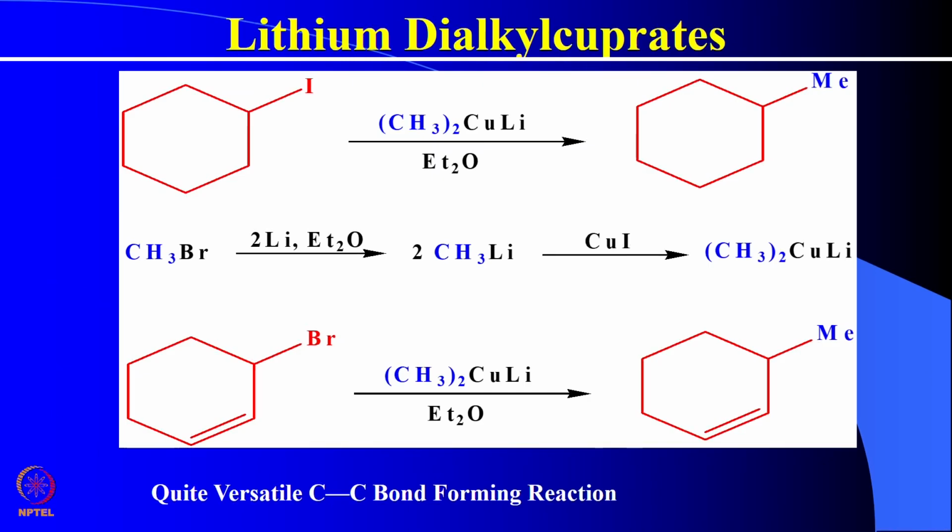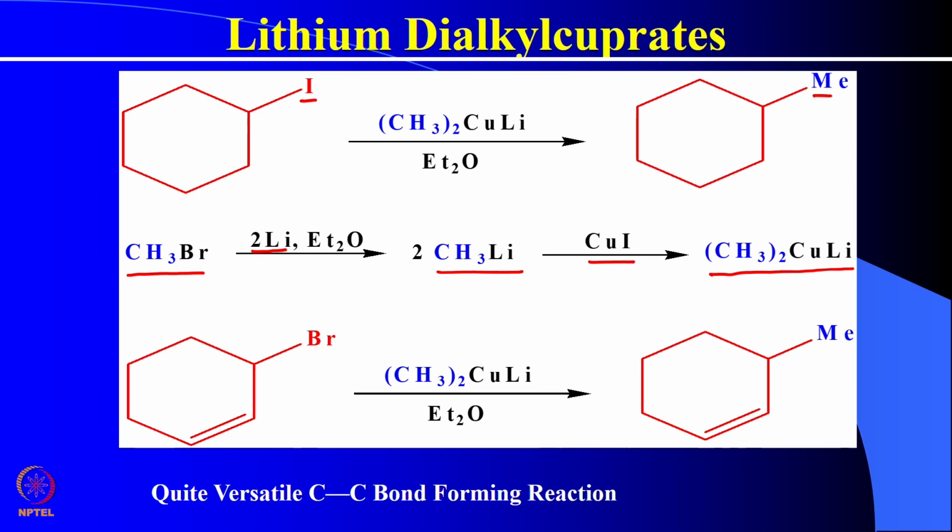So when you try to understand some of these reactions, first we need to make the corresponding lithium dialkyl cuprate reagent. When you treat methyl bromide with 2 equivalents of lithium, you get methyl lithium, and then if you treat methyl lithium with copper iodide, you get lithium dimethyl cuprate. This lithium dimethyl cuprate is the corresponding organometallic compound that we use to convert a number of different organic compounds.